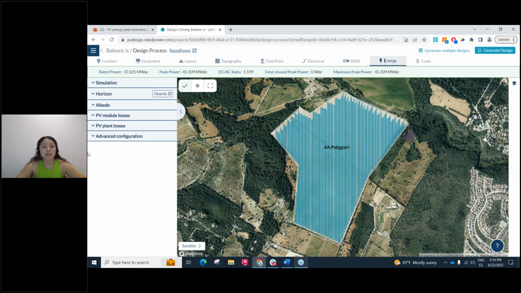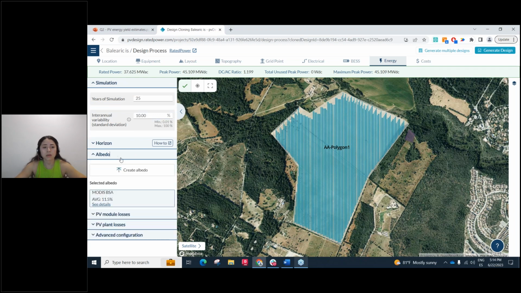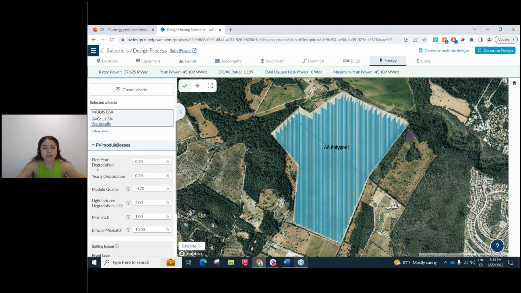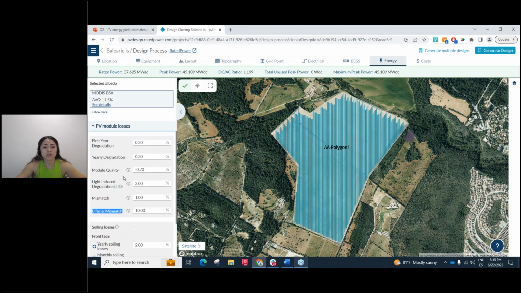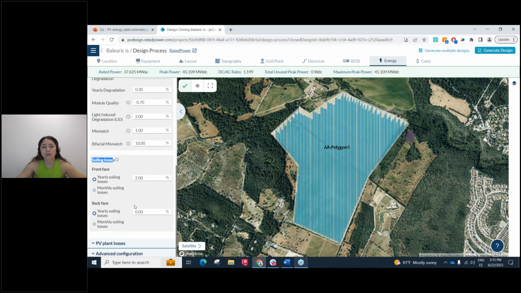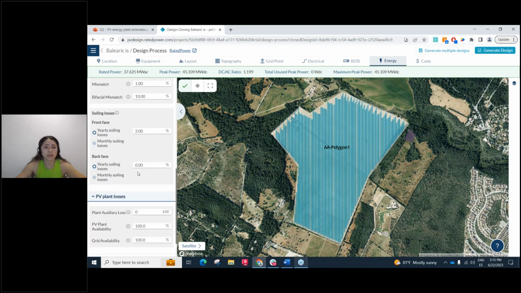The most important section for the degradation and uncertainties is in the energy tab. First, here you can enter in the simulation your inter-annual variability, the sigma value, but also you can select the albedo, which is a source of uncertainty. In the PV model losses, you have the first year degradation, the yearly degradation, also the bifacial mismatch. So you can enter this value here. You have also the soiling losses, and all the parameters will be considered in the uncertainties.